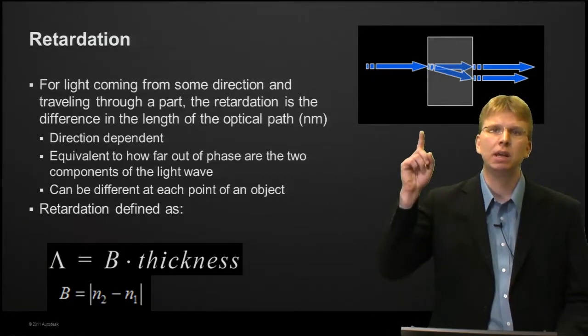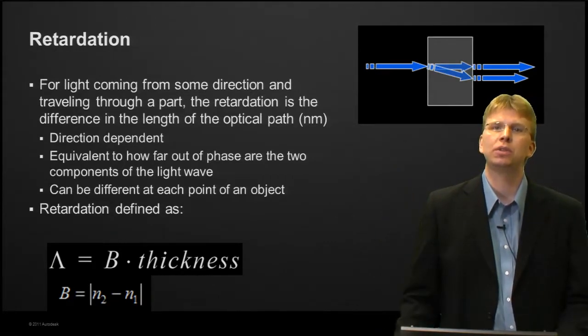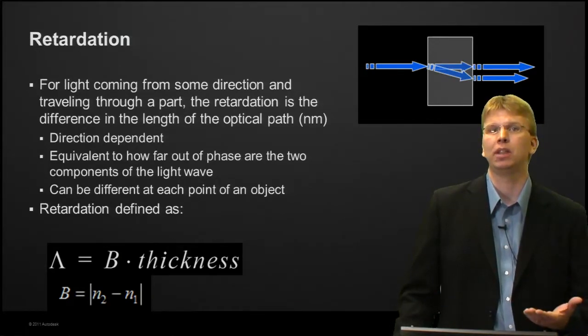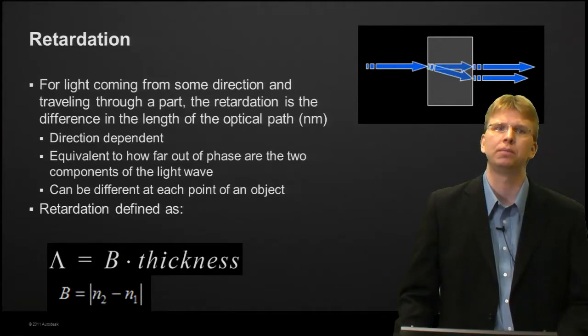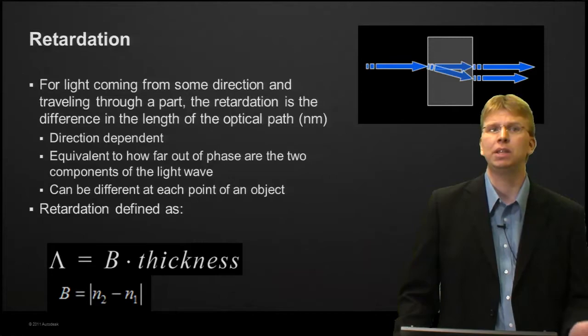As you see in the image above me, we have a light source coming in and taking two different paths. One is going to have a little bit more distance, so that would cause it to have a different length or optical path going through the part. So it is direction dependent, and it's equivalent to how far out of phase the two components of the light wave are. And they can be different at different points in the object and even through the thickness. So retardation is defined as birefringence times the thickness.